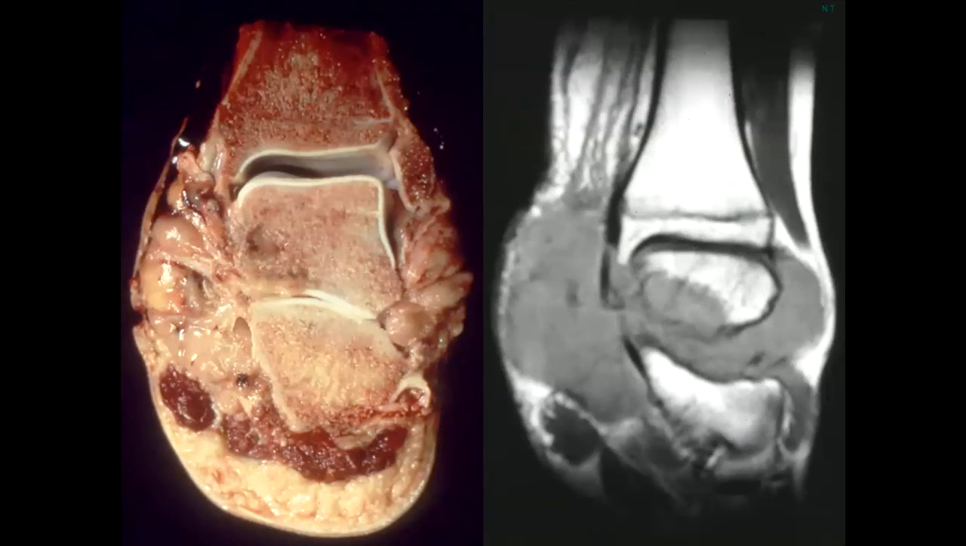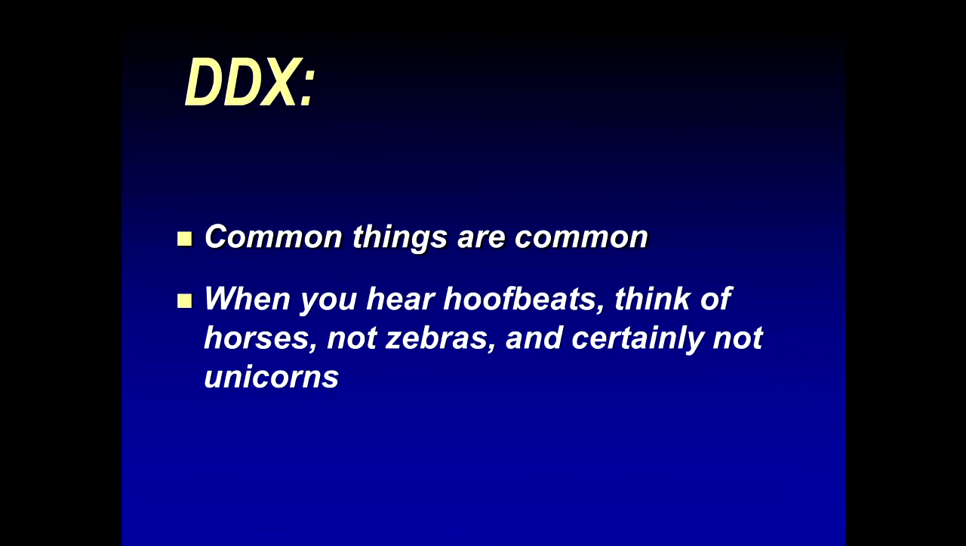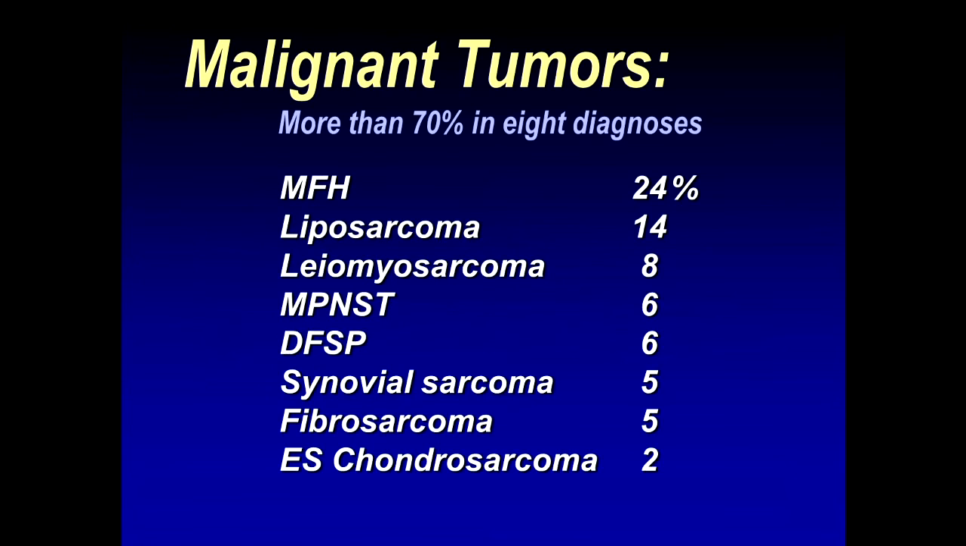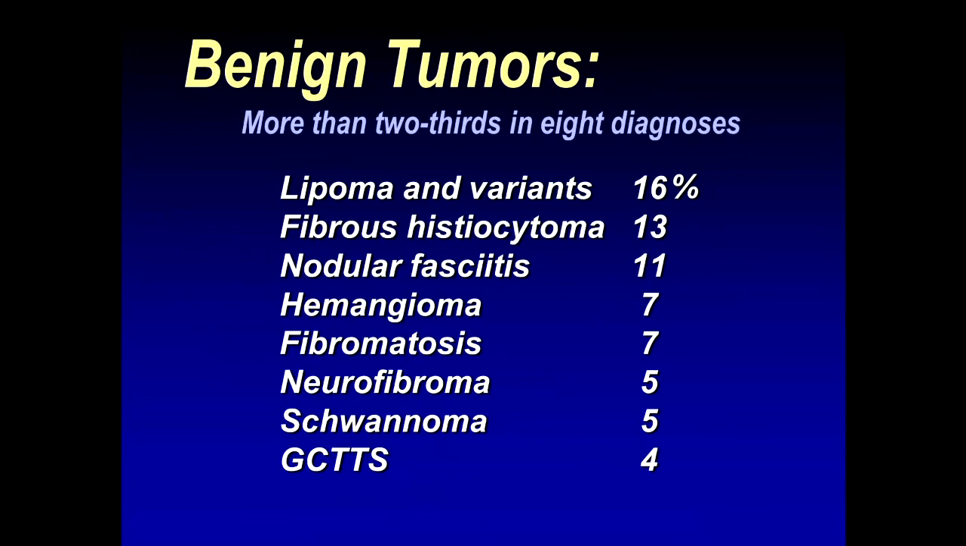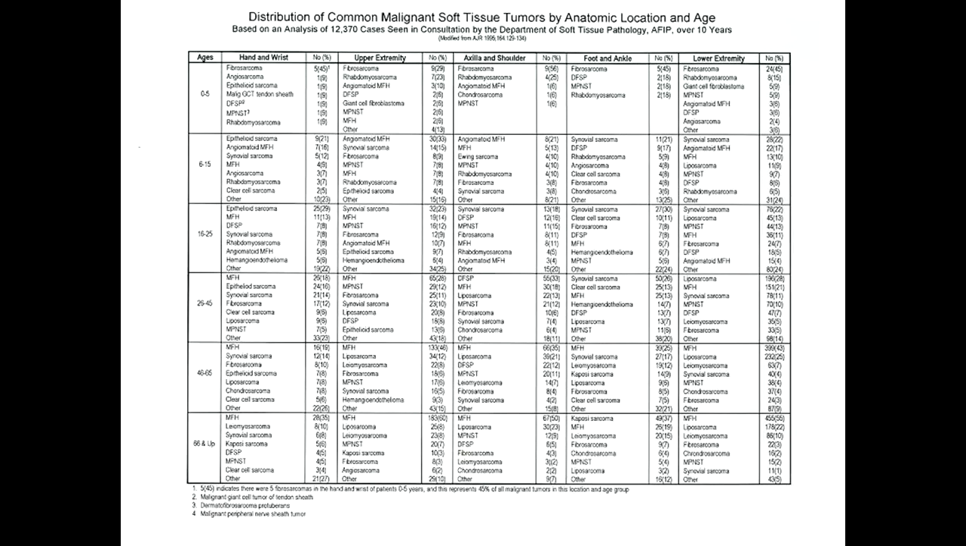How do we come up with a differential? Well, common things are common. When you hear hoofbeats, think of horses, not zebras, and certainly not unicorns. And so you go to the literature. And we know that more than 70% of malignant tumors fall into 8 diagnoses, and more than 2/3 of benign tumors fall into 8 diagnoses. And so if we look at the literature and look at a 16-year-old and look at the foot and ankle at the most common lesions, this is what we see.